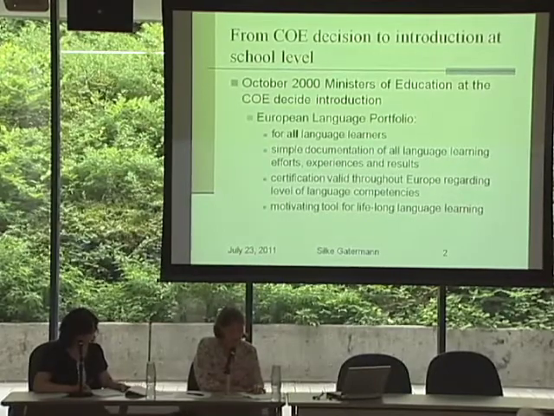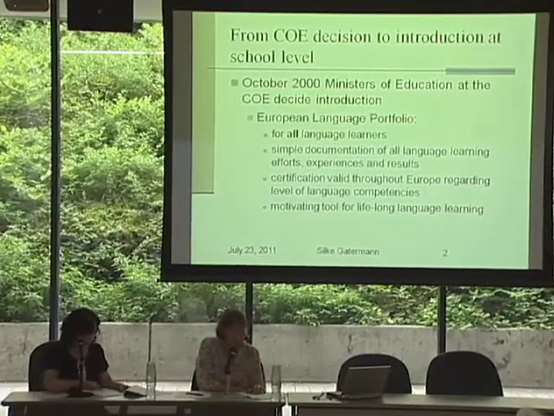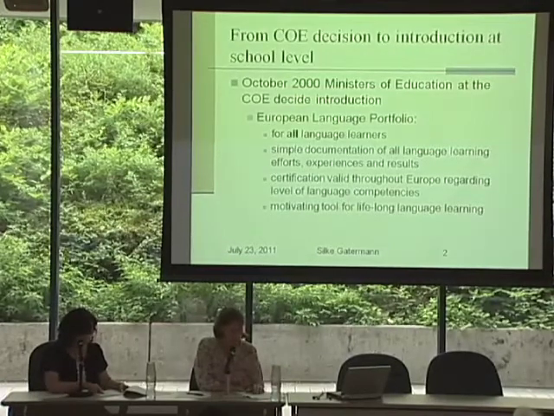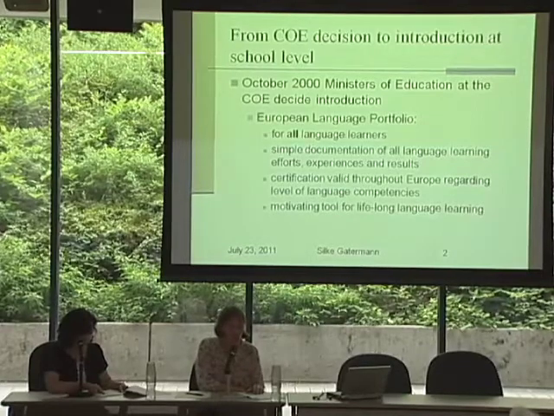But in the initial phase, the socio-economic factors had a greater influence on the work of the language policy divisions than the questions of how to implement these changes in regular classrooms.